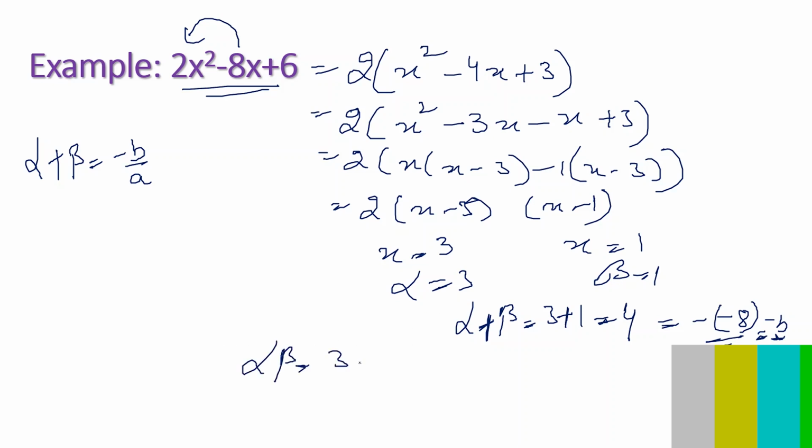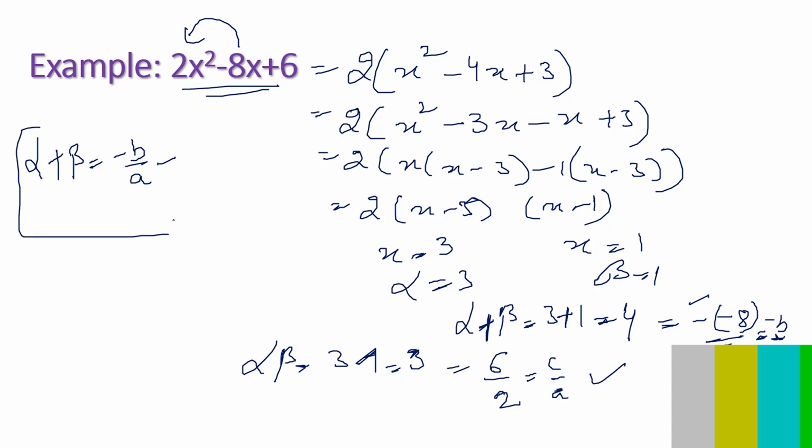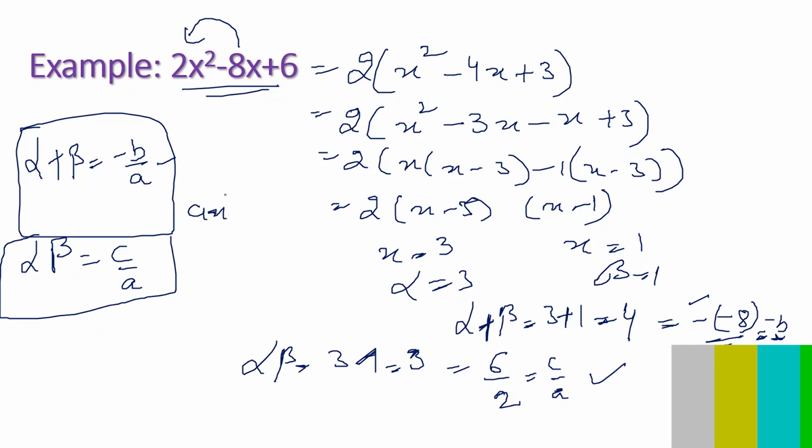Alpha into beta means 3 into 1, that is equal to 3 only. And is it equal to c by a? Yes, this is equal to c by a. So hence it is verified also. Great. Both ways we have found, and it's true that the sum of the roots is minus b by a, and the product of zeros or roots is equal to c by a, if the standard equation is of the form ax square plus bx plus c, where a is not equal to 0.